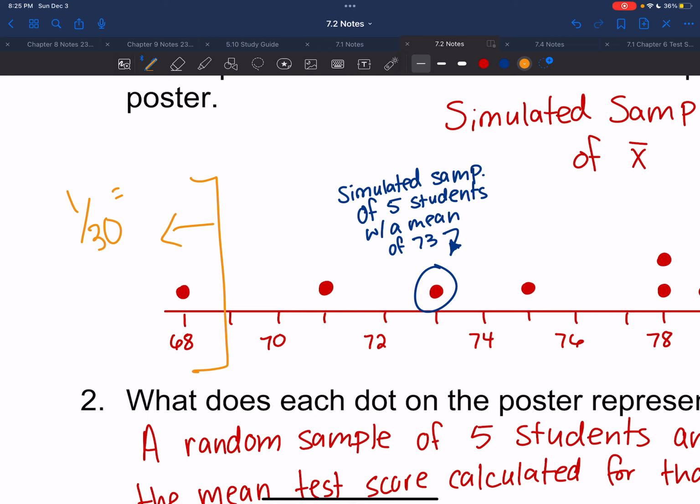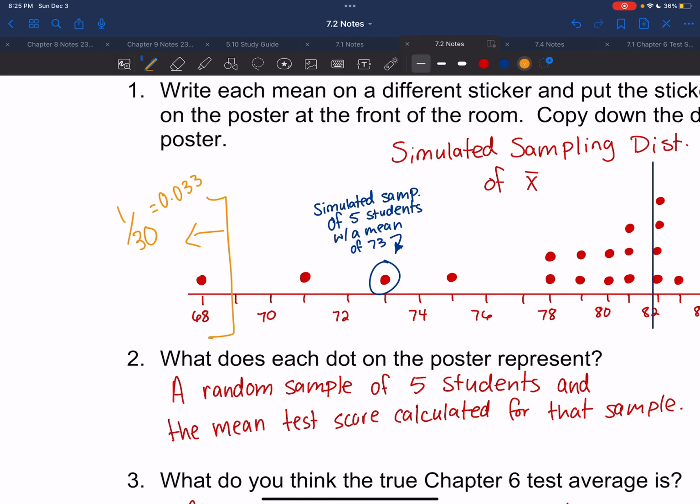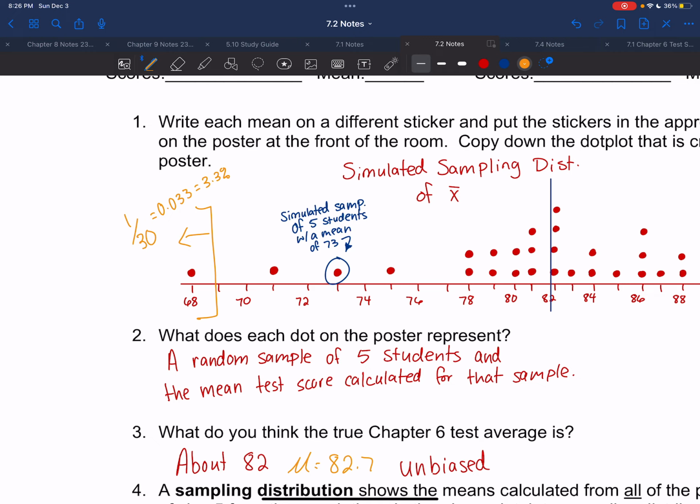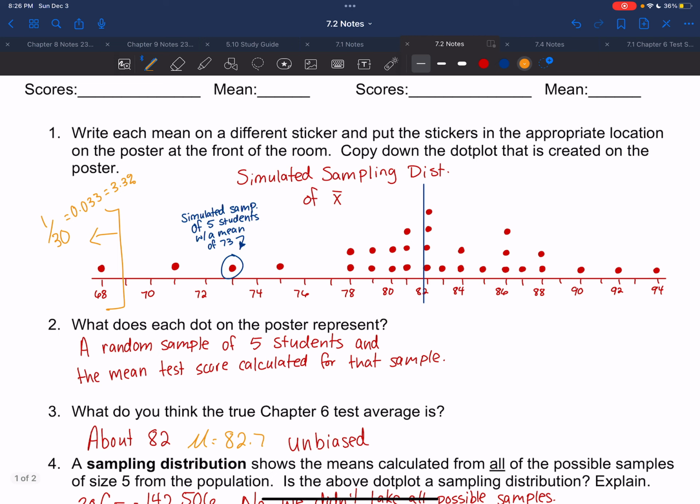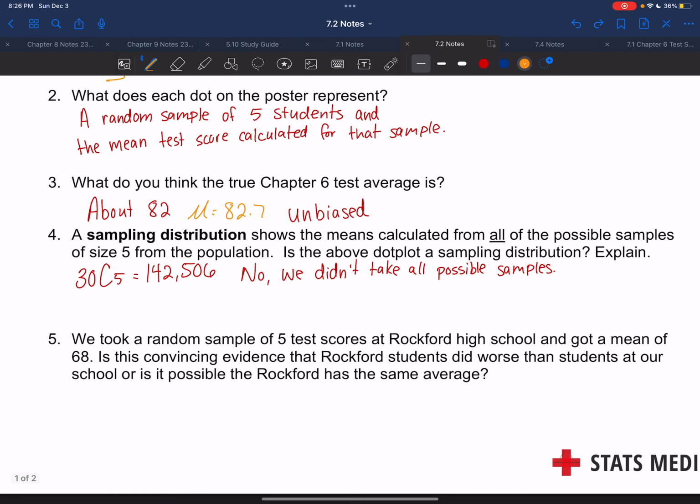0.3 repeating, so 0.033. Okay, so there's really only a 3.3% chance of Rockford High School scoring that low if they were of the same ability. All right, so there's a really unlikely chance that they're going to be as good as us and still score that low. They shouldn't be scoring that low.